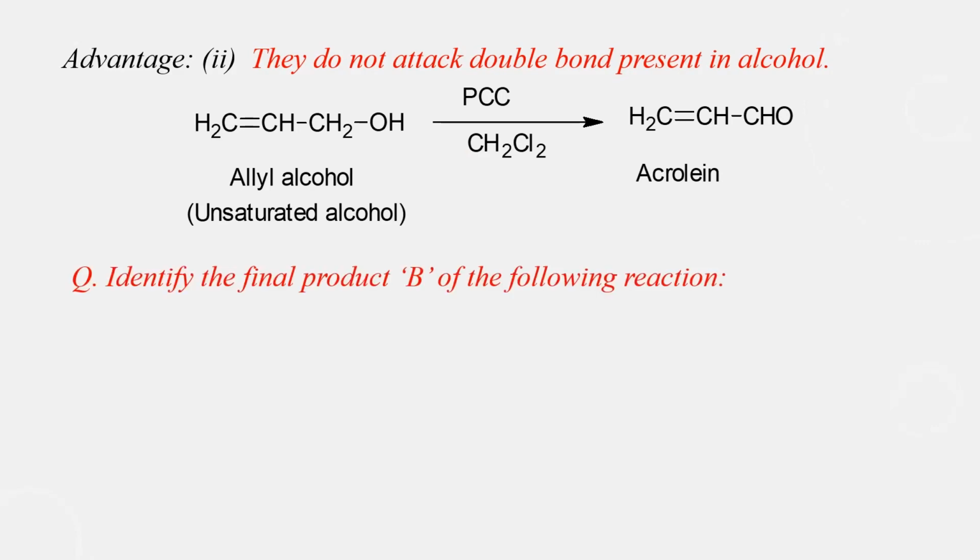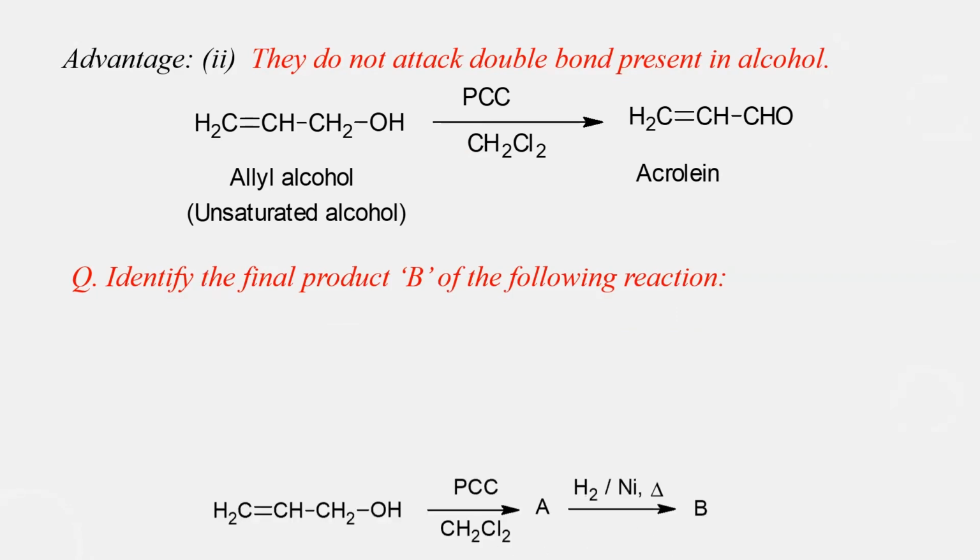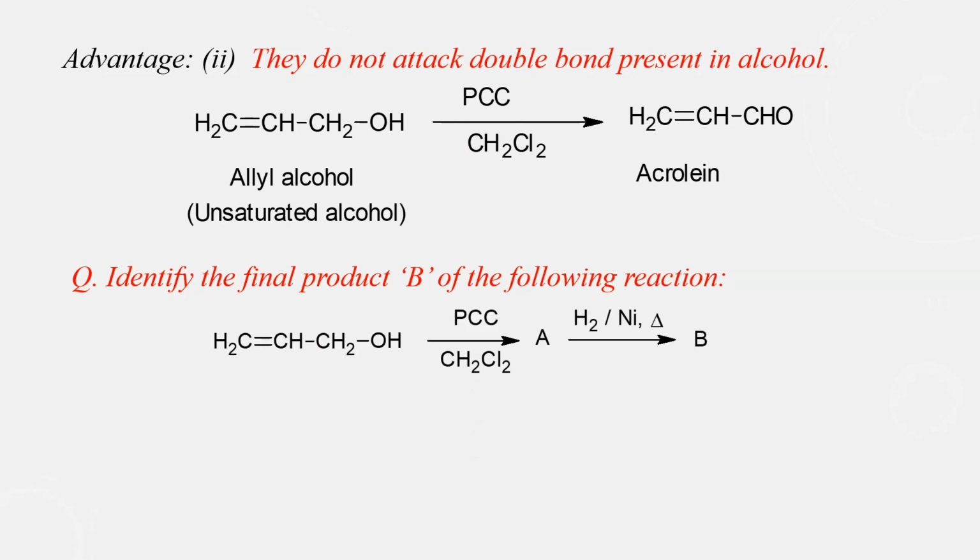Okay, test your brain: identify the final product B of the following reaction. This is the reaction: allyl alcohol is given, PCC in CH2Cl2, reagent A is formed, which on catalytic hydrogenation, that is hydrogen adsorbed on nickel, gives B. So these are the options.